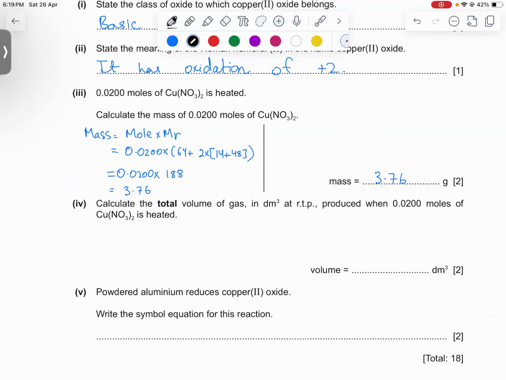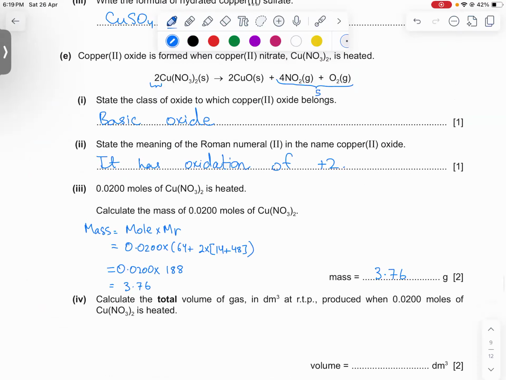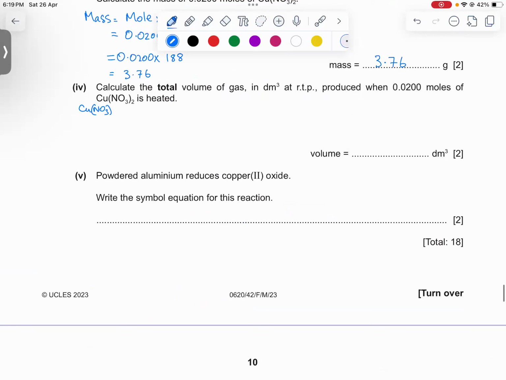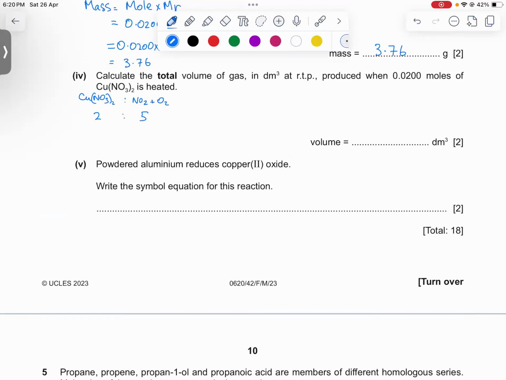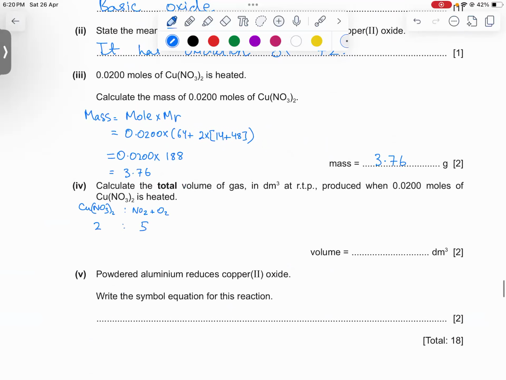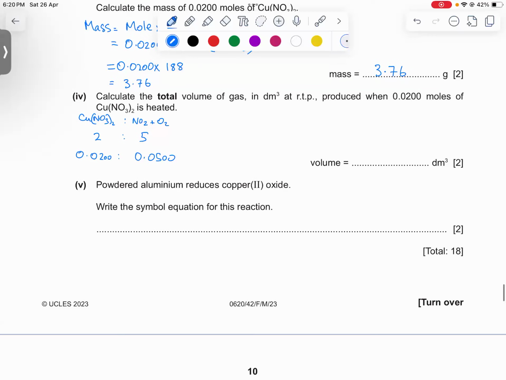So we don't need to make a line because we can do it down here. For the total volume of gas, we have figured out that 2 moles of Cu(NO3)2 produces, and let's write it like this, the volume of NO2 plus O2, because these are the two gases being produced. So the ratio is 2:5. Mass is not necessarily required. We just need 0.02, which is obviously going to produce 0.05 moles. We don't have to do anything else.